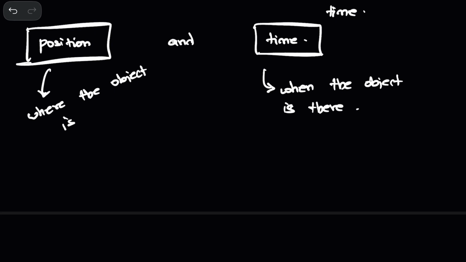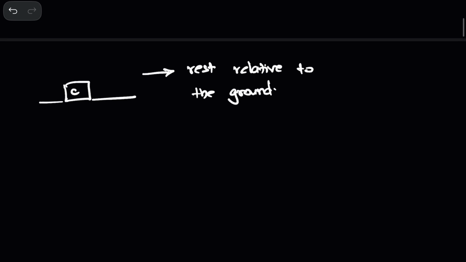Let's say you have a car parked in a position. It's just parked somewhere, and this car has a position. It's parked, it's not moving, it's in one place. If that position does not change as time passes, the car is at rest relative to the ground. So if it's not moving, then you say it is at rest relative to the ground.